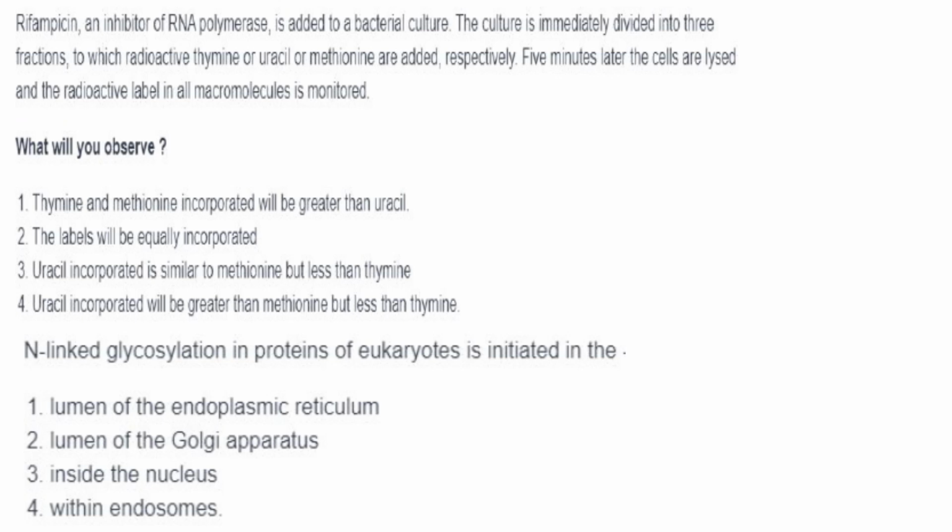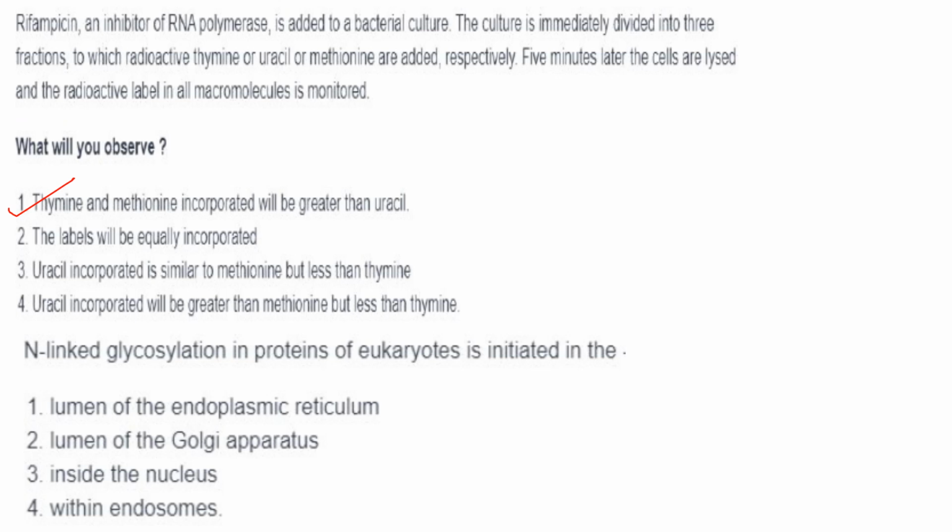So thymine and methionine, methionine is for protein synthesis, it is an amino acid, translation is not inhibited by RNA polymerase. So radioactive label will be incorporated more in thymine and methionine than in uracil. So the first option, that is 1, is your answer.